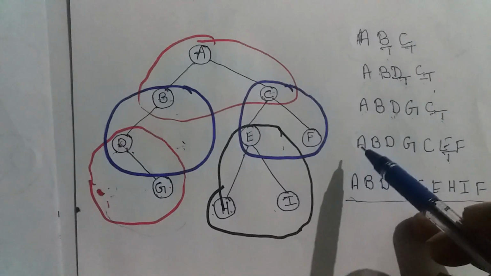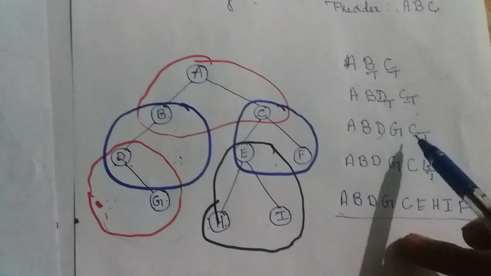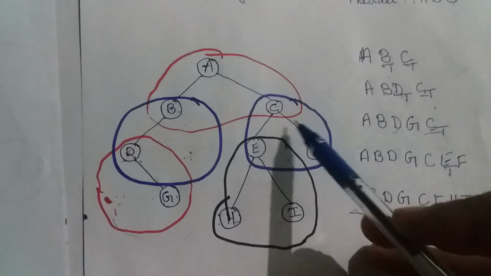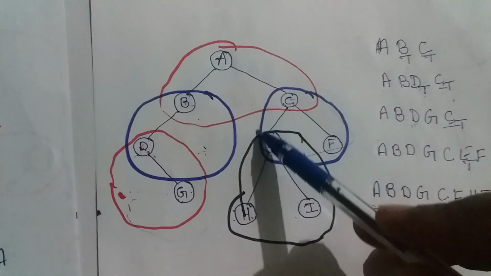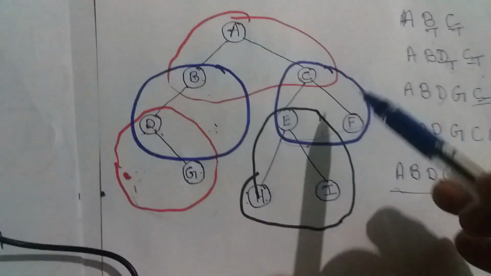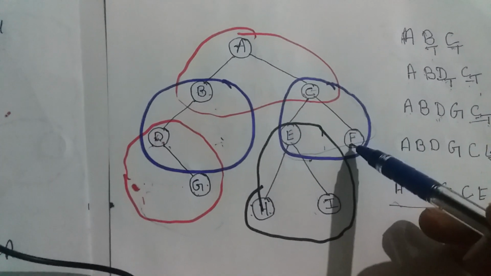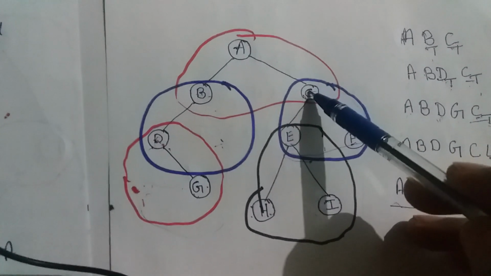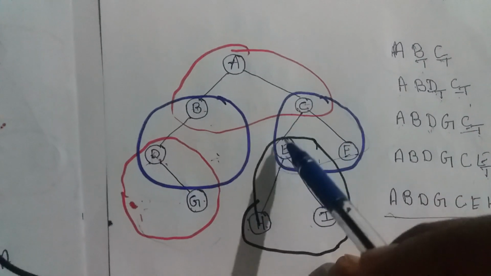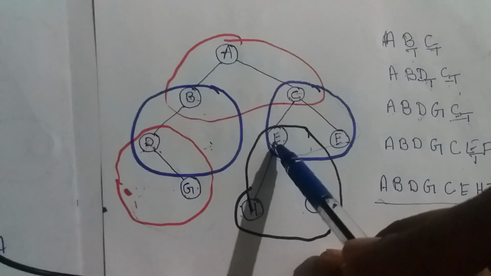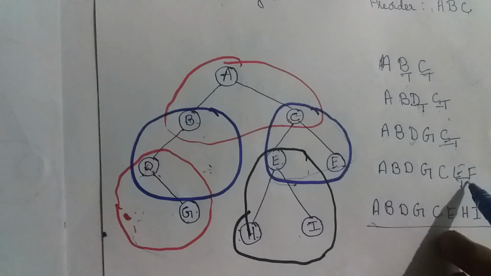Then in the next step, A is written, B is written, D is written, G is written and C has to be traversed. So I am considering the node C here, which I have marked with purple color. Again apply the same technique: root, left and right. Pre-order traversal is visiting the root, left subtree and then the right subtree. So it is C, E and F. I have written C, E and F.